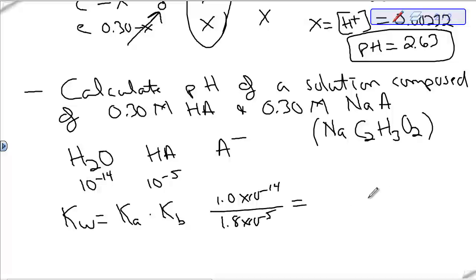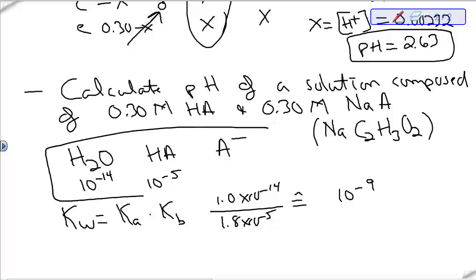Now, I don't even have to get an answer because I can see that 10 to the negative 14th divided by 10 to the negative 5th is going to be approximately somewhere around 10 to the negative 9th, possibly 10 to the negative 8th. So what? When I determine which of these three to focus on, I judge K values. Whether it's 10 to the negative 8th, 10 to the negative 9th, 10 to the negative 10th, I don't care. Those are all smaller than 10 to the negative 5th. That's the dominant equilibrium. I'm going to focus there.